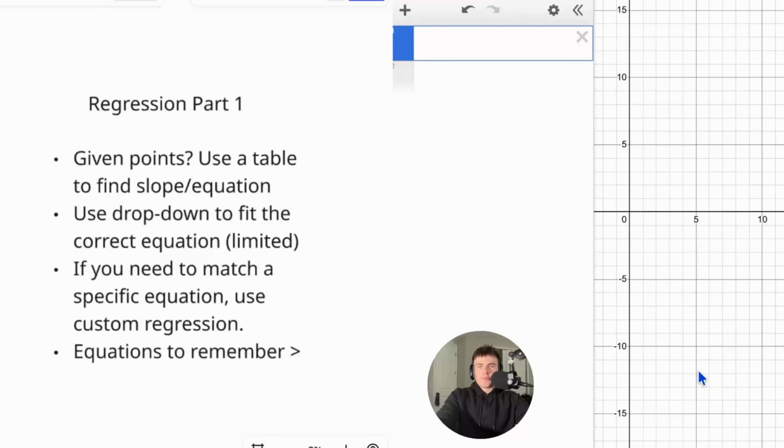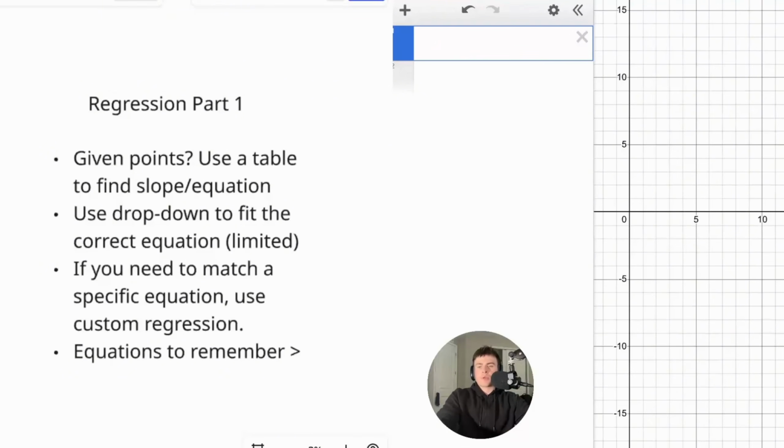Okay, this is regression part 1. I'm going to chop this up into 2 videos because regression is very complex. This video is going to be just the basic regression, so like the tables and stuff like that. Now, all you have to know is if you're given a ton of points, you should use a table to find the slope or the equation or whatever you're looking for.